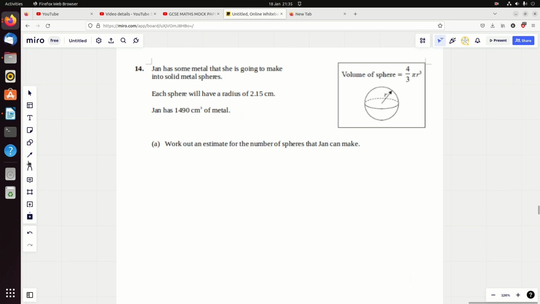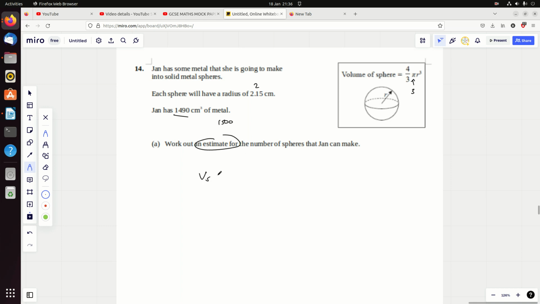Okay, this one. This is typical where people don't see that the word estimate means you can play really fast and loose with the values. Obviously, pi, we're going to have as 3. The spheres can be radius 2. And let's make this 1500, because it just seems like nice numbers.